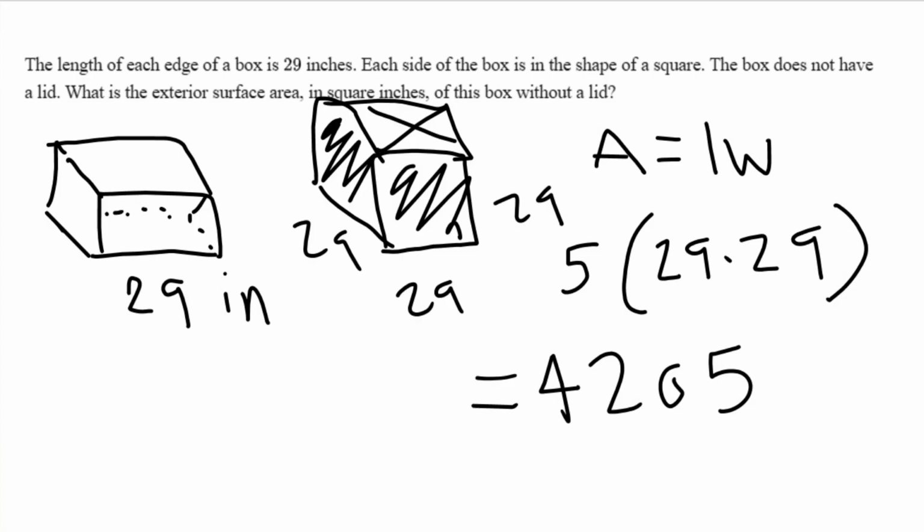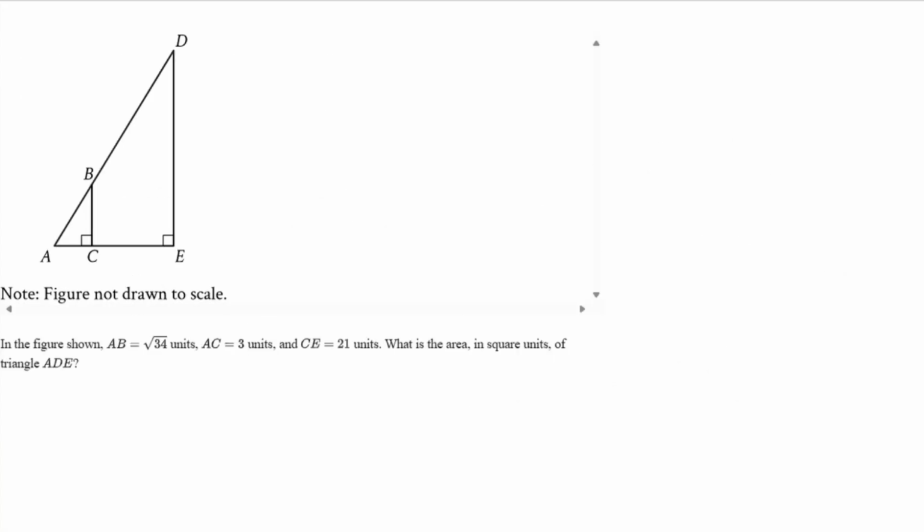Next problem. So here we have a problem that's quite common, has to do with triangles. Let's go ahead and read the question down below. It says in the figure shown, AB equals square root of 34, AC equals 3, and CE equals 21. So if you add those together, then they're equal to 24. What is the area in square units of triangle ADE?